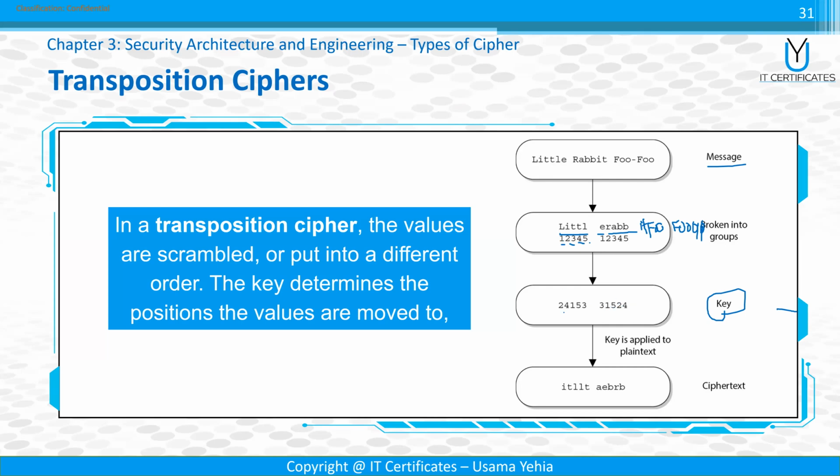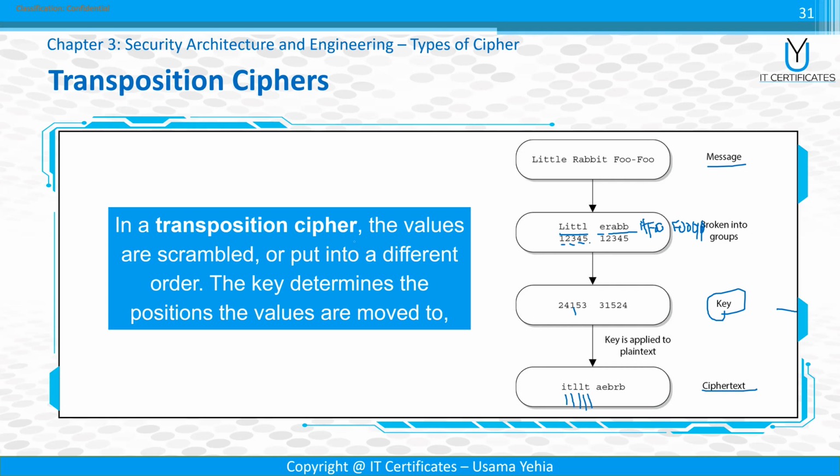Then character number 2 is I. Here I. Character number 4 is T, here the T. Character number 1 is L, here the L. Number 4 is L, the L. Number 5, T, and so on. Then this will be the ciphertext.